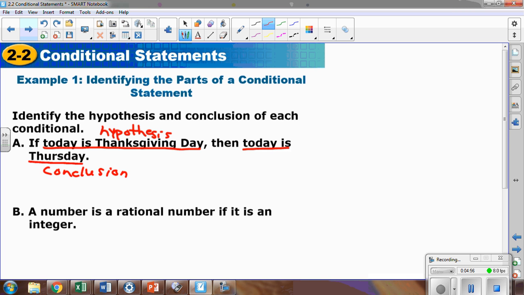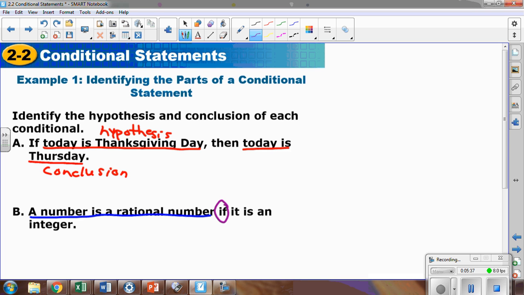Something I'd like you to be careful about occurs in B. What is the hypothesis for B? Sometimes you'll encounter students say a number is a rational number for the hypothesis. That's not correct. The location of the word if is critical for us. The hypothesis is always tied to the word if. And because of the way English works, I mean, start thinking of Yoda.